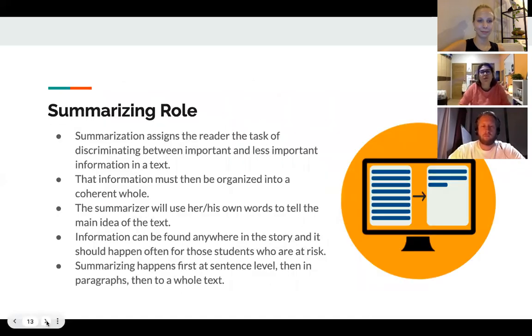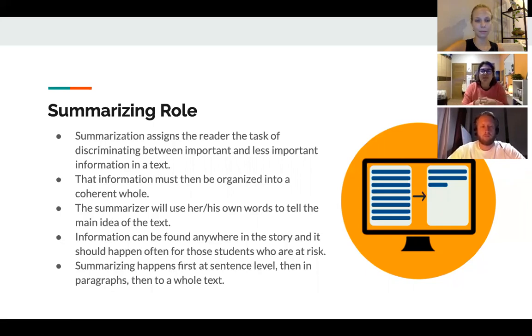The fourth role is the summarizing role. Summarization assigns the reader the task of discriminating between important and less important information in a text. That information must then be organized into a coherent whole in your words.